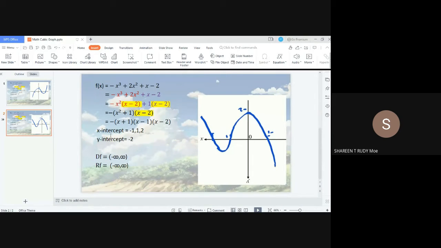Okay, to find the x-intercept, our f(x) is equal to 0. Then x plus 1 equal to 0, and x will be equal to negative 1. X minus 1 equal to 0, and x will be equal to 1. X minus 2 equal to 0, and x will be 2. Okay, and our y-intercept is when our x is equal to 0. So f(x) is equal to negative 2.